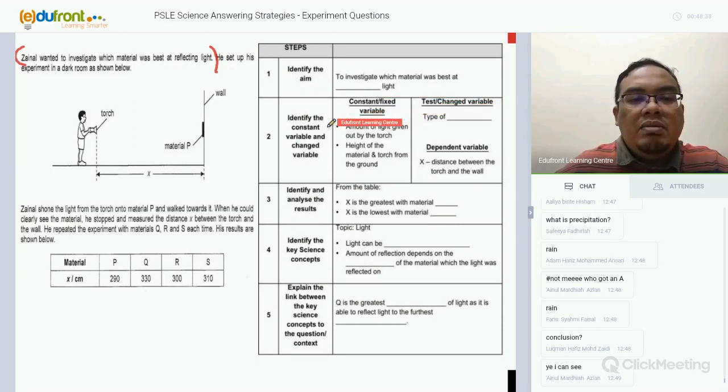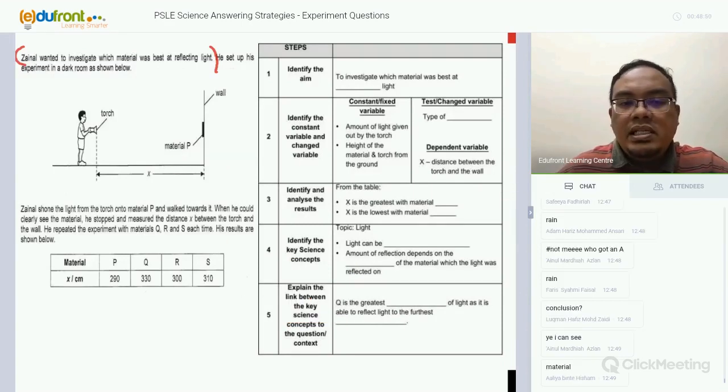Then after that, you must be able to identify the constant variable and the change variable. So where is the change variable here? Anyone can tell me what is the change variable in this question?